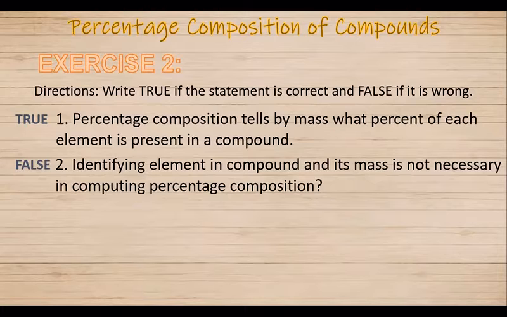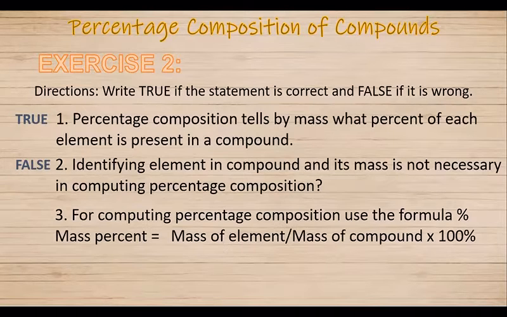Because, as we discussed a while ago, element in a compound and its mass is very important in calculating the percentage composition of the given compound. Number 3. For computing percentage composition, use the formula mass percent equals mass of element divided by mass of compound multiplied by 100%. Correct. The answer is true.